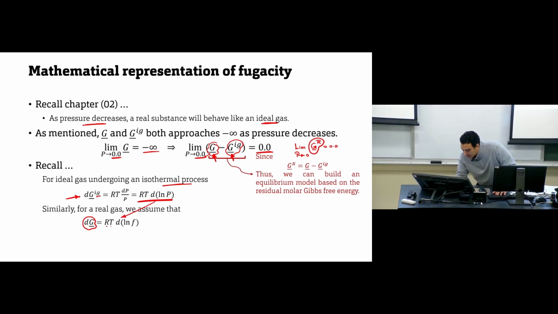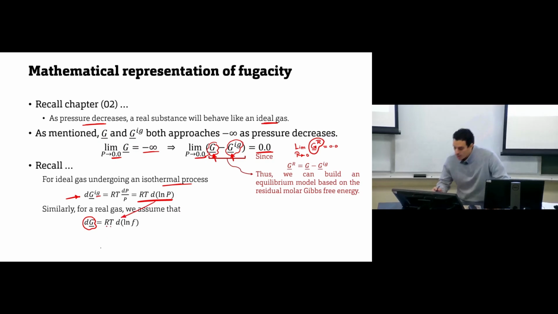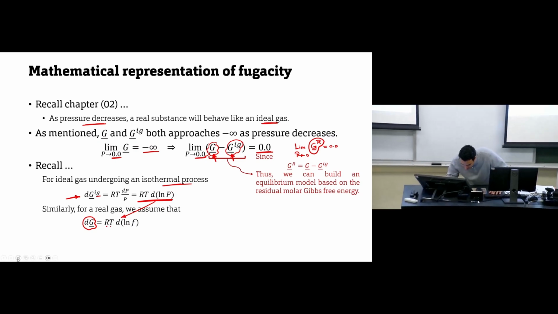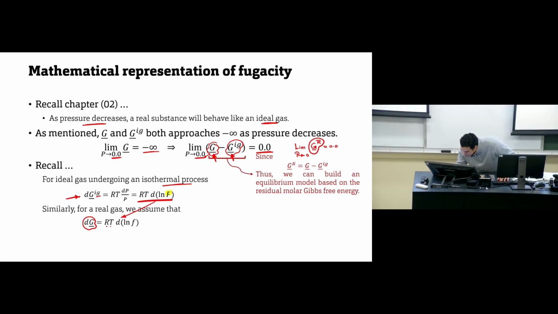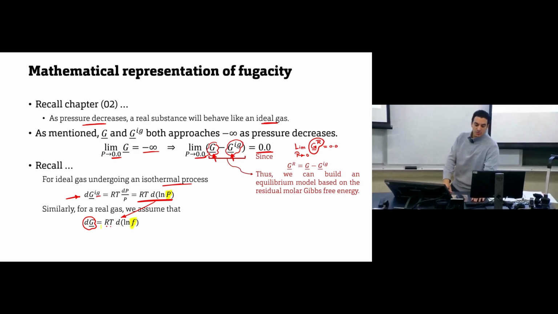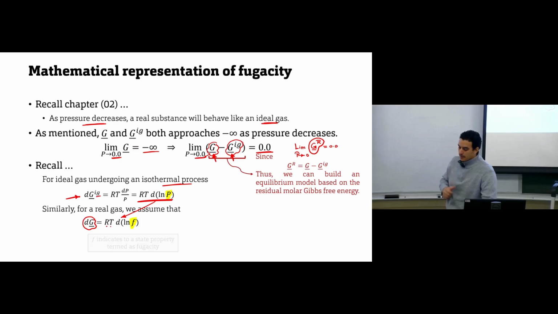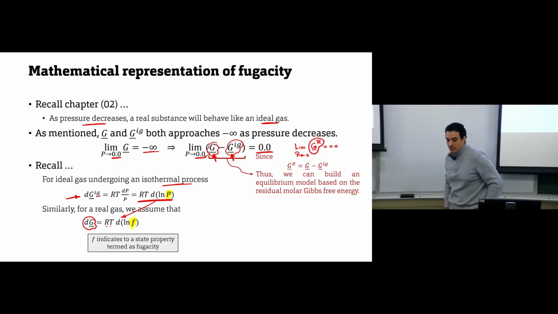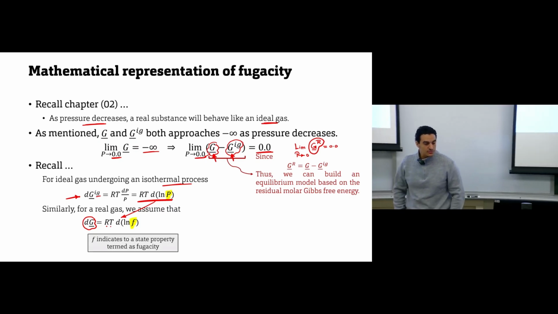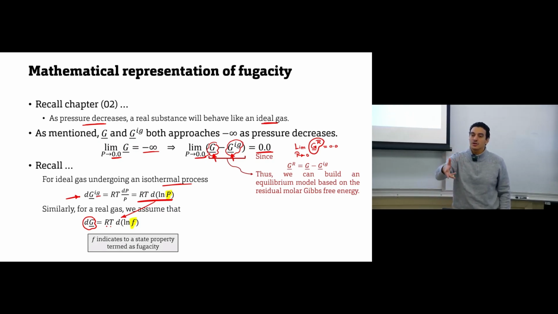R is the ideal gas constant, T is temperature. But instead of using pressure, I will use a new term. I will call it f, and this will be the fugacity. This fugacity is considered a correction of the pressure.